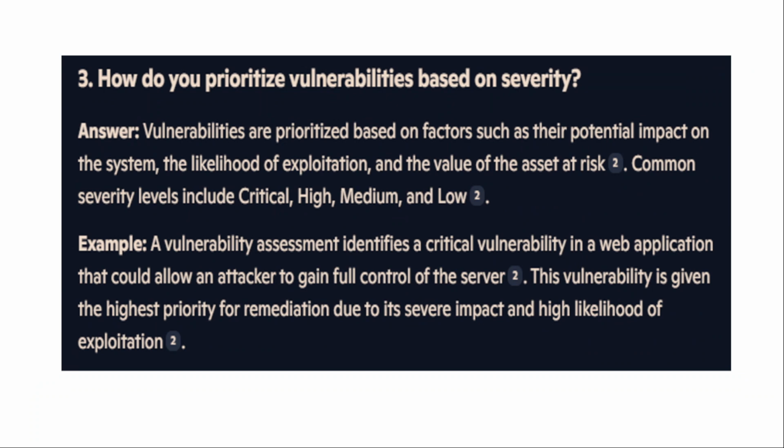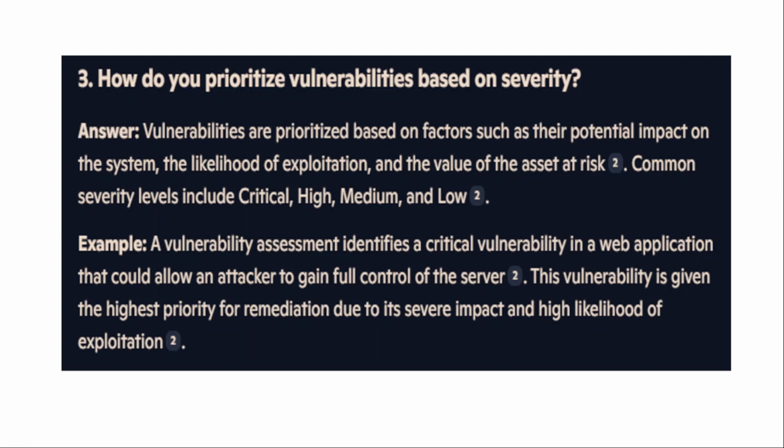So the third question is, how do you prioritize vulnerabilities based on severity? You have a lot of vulnerabilities being reported, so how do you prioritize that? Vulnerabilities are prioritized based on factors such as the potential impact on the system, the likelihood of exploitation, and the value of the asset at risk. Common severity levels include critical, high, medium, and low.